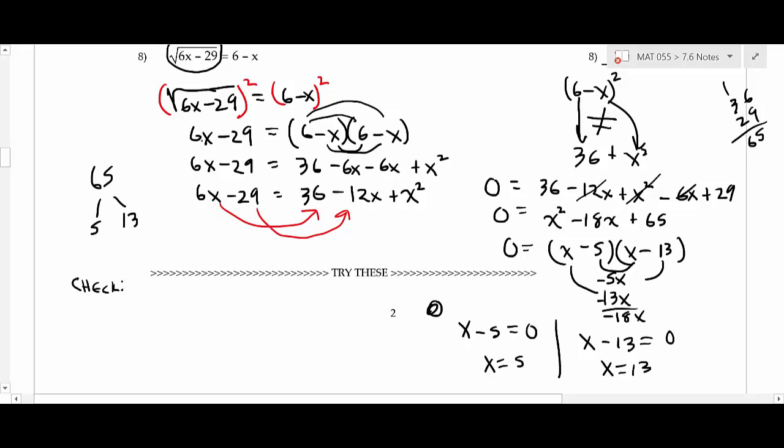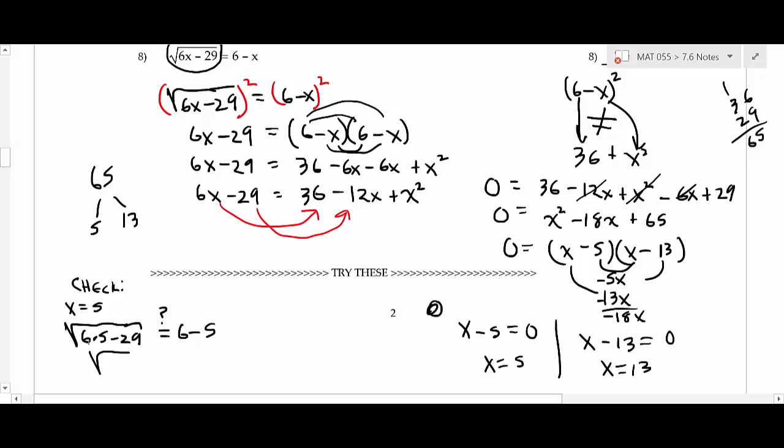So let's work with x equals 5. If you go back to the original equation, you would have square root of 6 times 5 minus 29, and then you're going to see if that's equal to 6 minus 5. If it is, it's an answer. If it doesn't work, it's not an answer, okay?